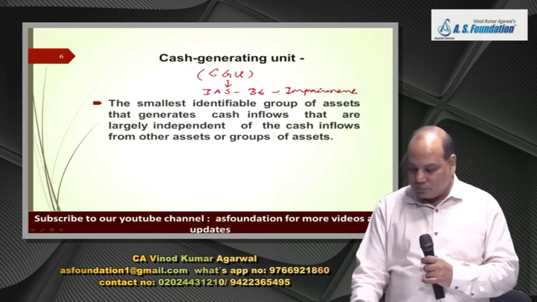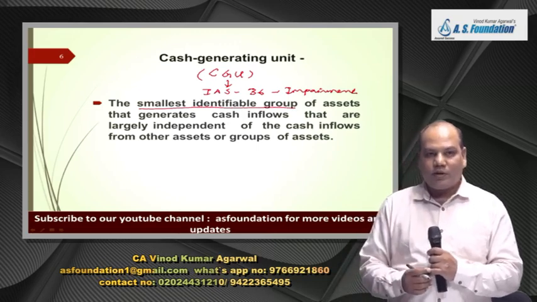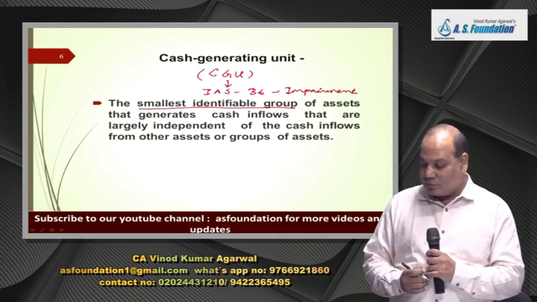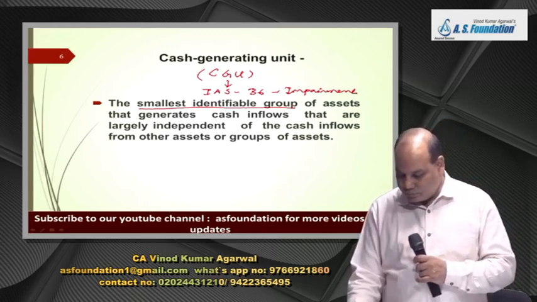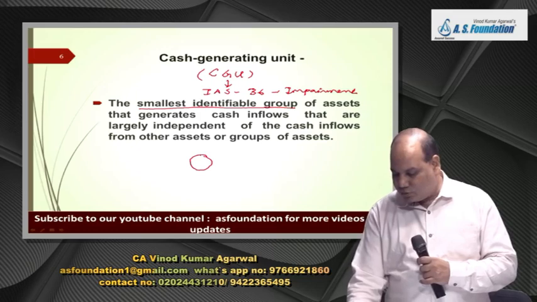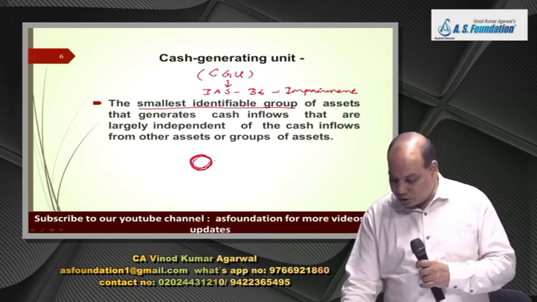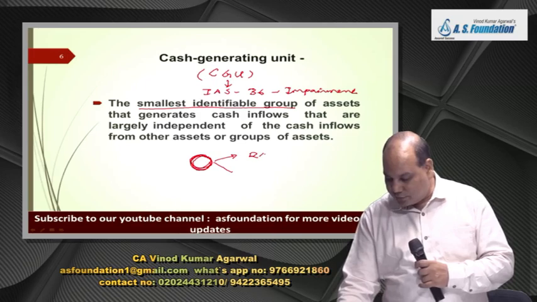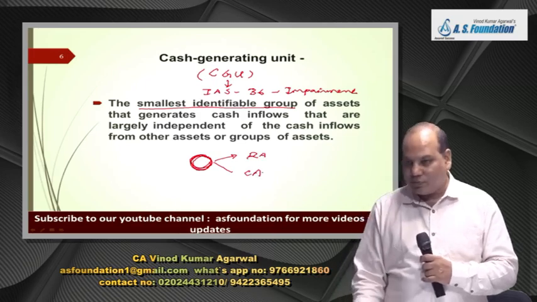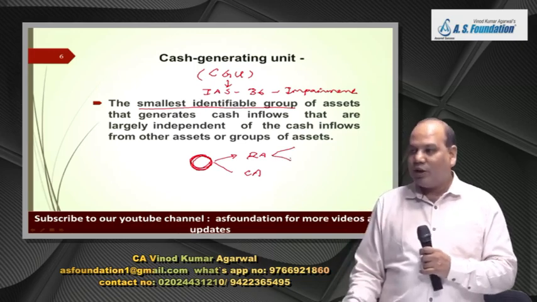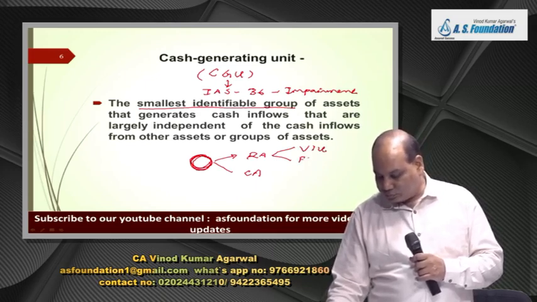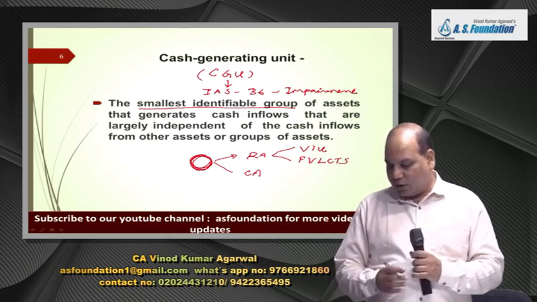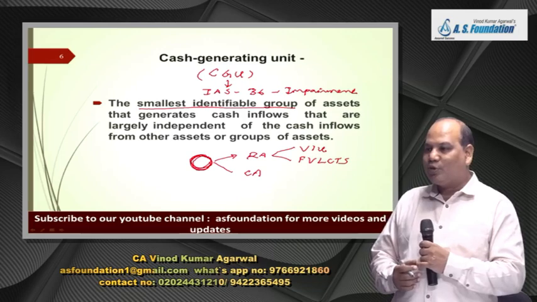Now what is a CGU? It is the smallest identifiable group of asset that generates cash inflow that are largely independent of the cash inflow from other assets or group of asset. Suppose this is one asset. In order to check this asset for impairment testing, I need two numbers. I need recoverable amount, I need carrying amount. In order to calculate recoverable amount, I need two information. Which two information? Value in use, FVLCTS, fair value less cost to sell.